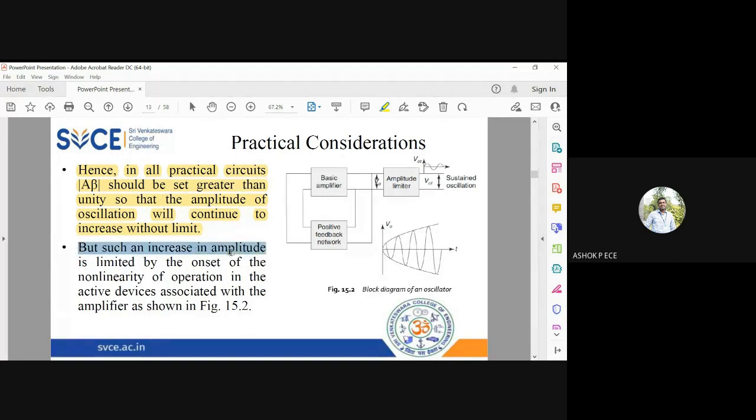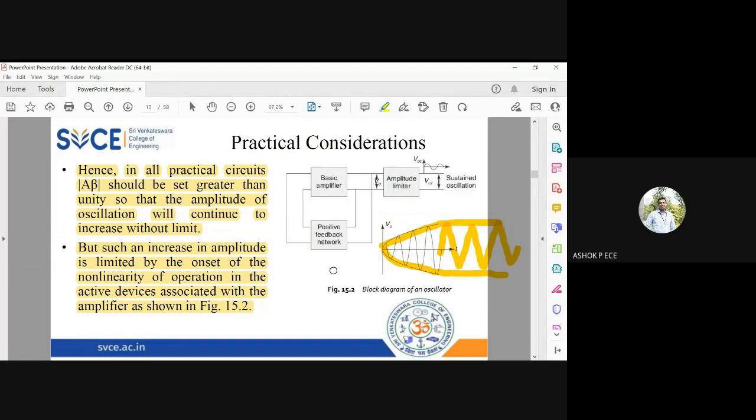But such an increase in amplitude is limited by the onset of nonlinearity. Even though you set mod A beta greater than 1 and the amplitude starts growing, after a particular point it cannot grow. It becomes constant. That is because of the nonlinear effects of the device. So it will not be growing always. After this point, you get a constant wave output from your oscillator.